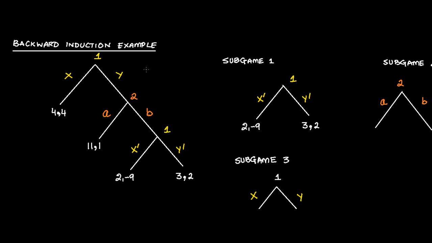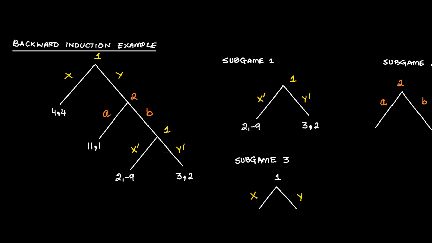Backward induction example. This is also one form of the game in which player 1 moves first. He has two strategies to choose from, either X or Y. Then player 2 comes. If he chooses Y, then player 2 comes, and then player 2 again has two strategies, A and B. If player 2 chooses B, then again player 1 comes and he has two choices, X dash and Y dash.